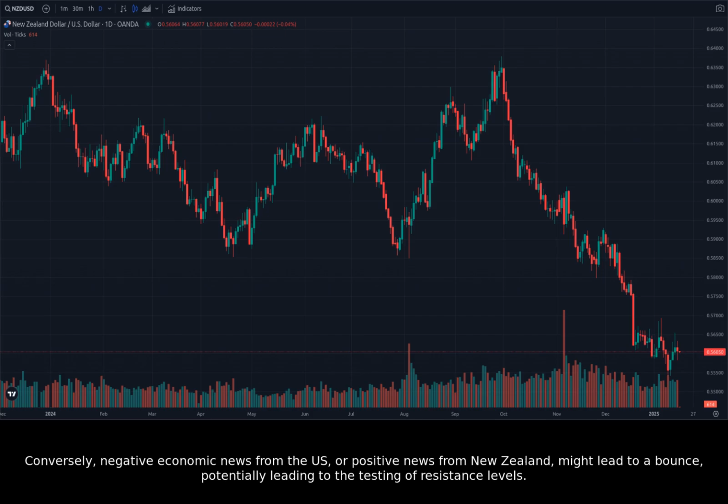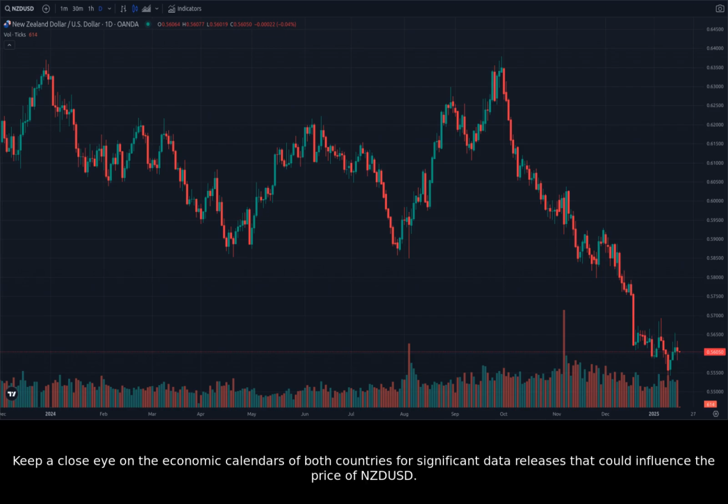Conversely, negative economic news from the US or positive news from New Zealand might lead to a bounce, potentially leading to the testing of resistance levels. Keep a close eye on the economic calendars of both countries for significant data releases that could influence the price of NZDUSD.